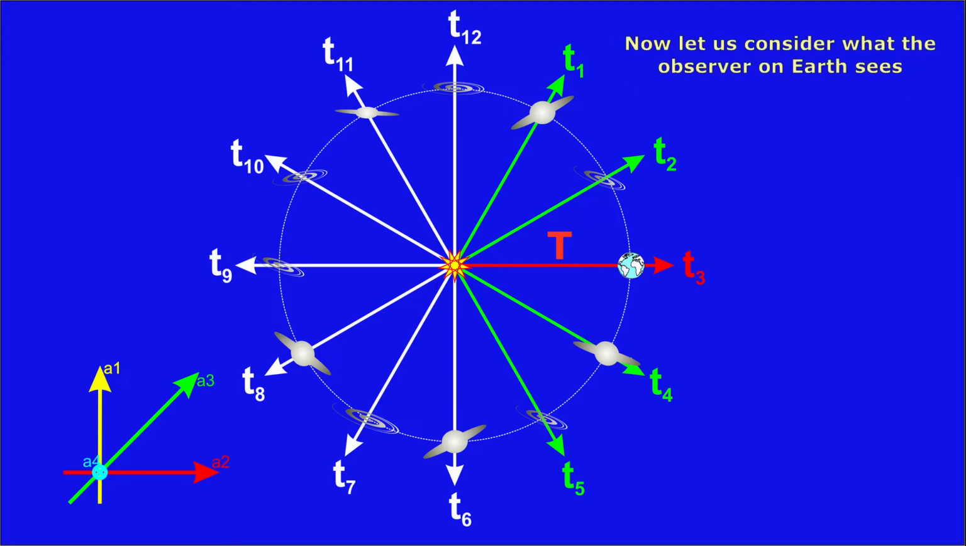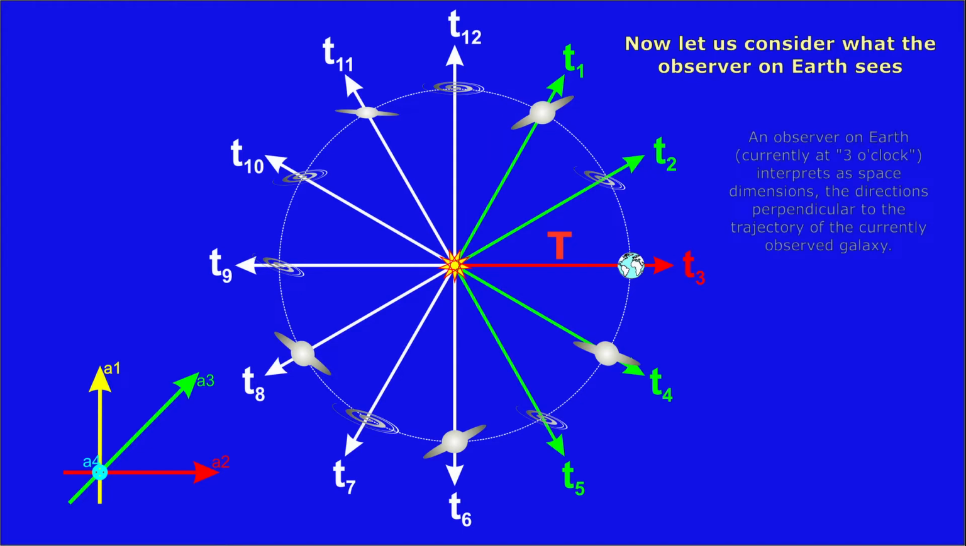Now let us consider what the observer on Earth sees. An observer on Earth, currently at 3 o'clock, interprets as space dimensions the directions perpendicular to the trajectory of the currently observed galaxy.